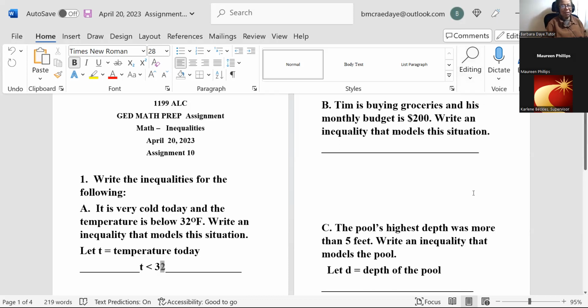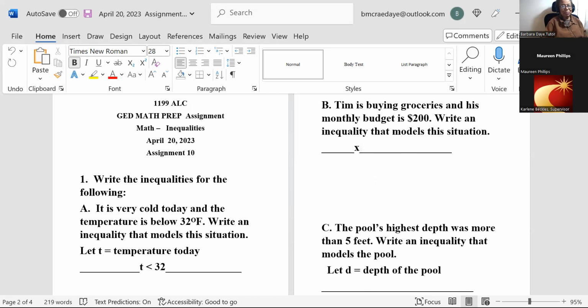Okay, Maureen, read B. B. Tom is buying groceries, and his monthly budget is $200. Write an inequality that models the situation. So what would that be? Okay. Now you pick the variable here. You pick whatever you want to use. I didn't give you something here, but you tell me what letter you want to use for the inequality. Okay, X. So what would be the inequality symbol to show that the budget is $200?